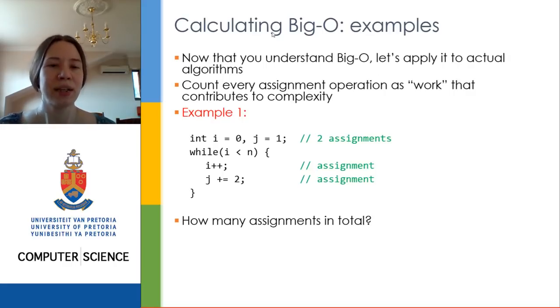Okay. So here is the very first example. We have a very simple piece of code here. We have two variables i and j. Both of them are set to some values. i is set to 0, j is set to 1. So that's immediately two assignments right there.